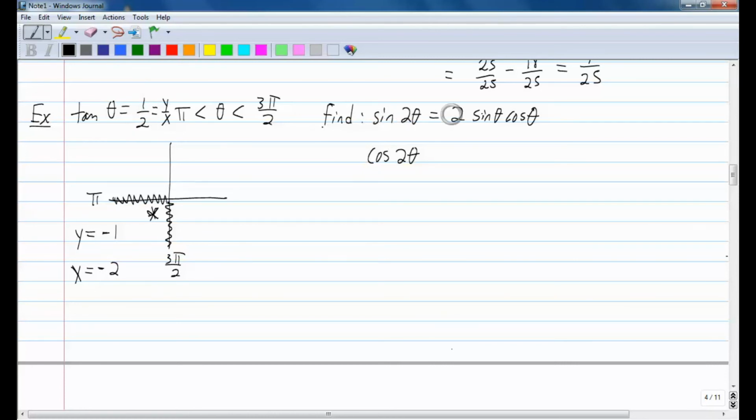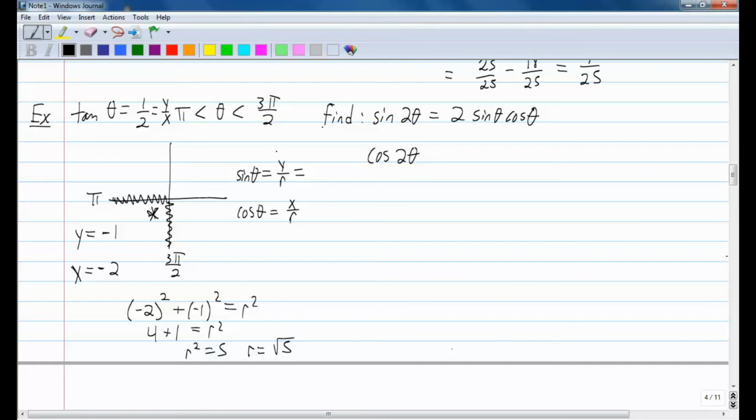Now, to work out this first problem here, this sine of 2 theta, I need sine of theta and cosine of theta. I'm not given either one of those, so I need to figure both of those out. Sine of theta is going to be y over r. Cosine of theta is going to be x over r. I have y and x, I just don't have r, so let's solve for it. x squared plus y squared equals r squared. So 4 plus 1 equals r squared. So r squared equals 5, which means that r is going to be equal to the square root of 5.